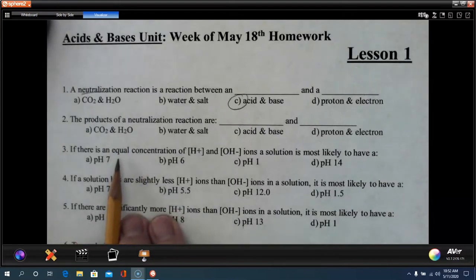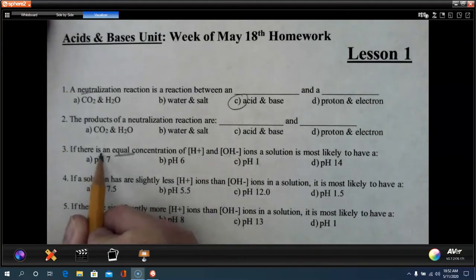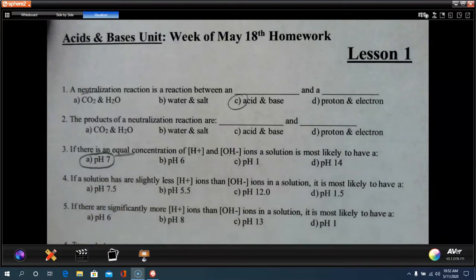Number 3, if there's an equal concentration of hydrogen and hydroxide ions in a solution, the solution is more likely to have what kind of pH? Well, we've got several listed here. If there's equal numbers of H's and OH's, that means that it's going to be neutral and it would have a pH of 7. Remember, 7 is a neutral pH.